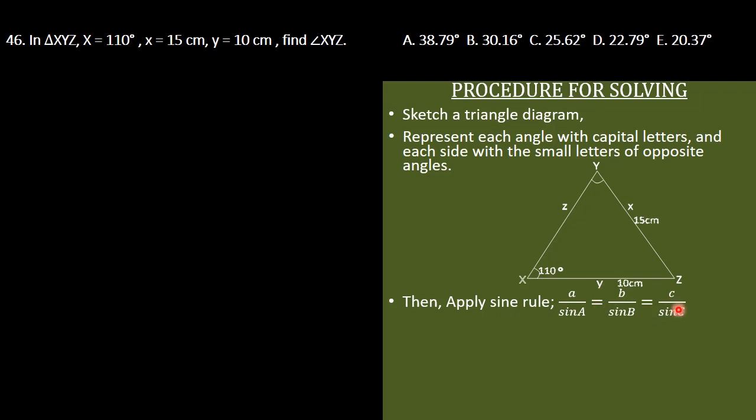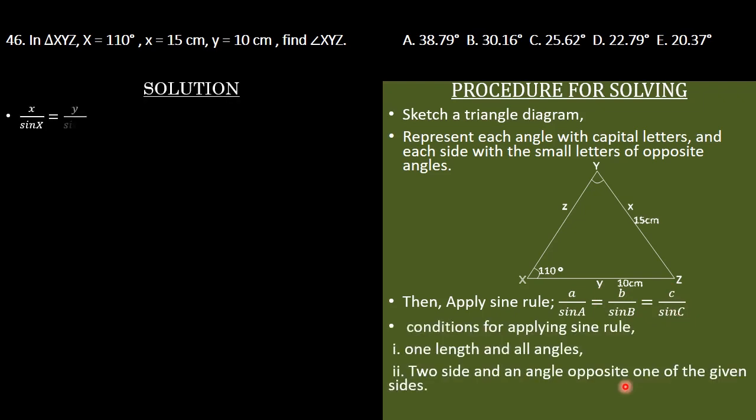Let's check the solution. Here we are given angle X and the side opposite the angle. Let's make use of small x over sine capital X is equal to small y over sine capital Y. Since we are told to find angle Y, we are going to make use of x, that is the one that has the angle and side. Small x is 15, angle X is 110 degrees, small y is 10 centimeters, and we don't know angle Y, therefore we need to solve for angle Y.